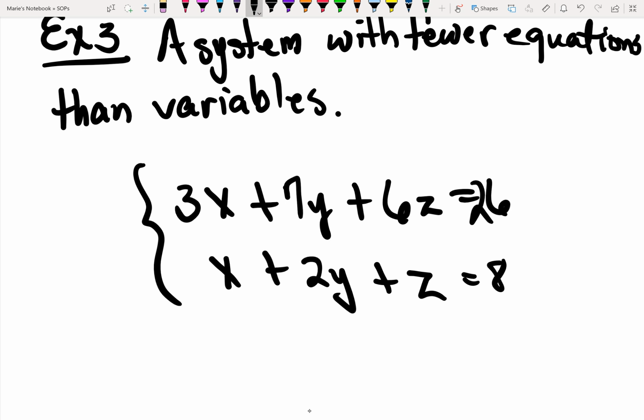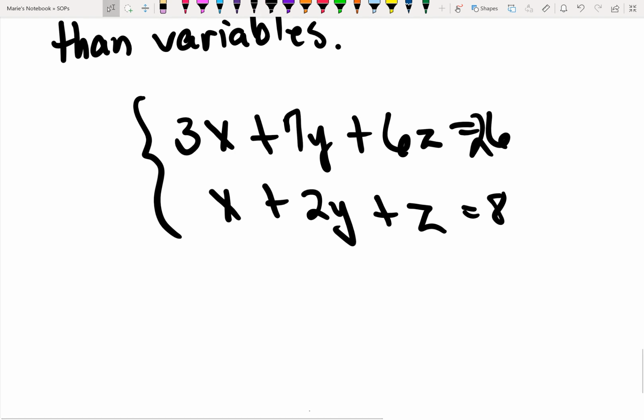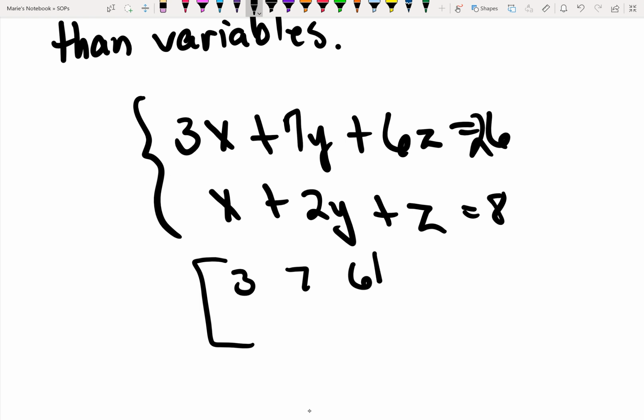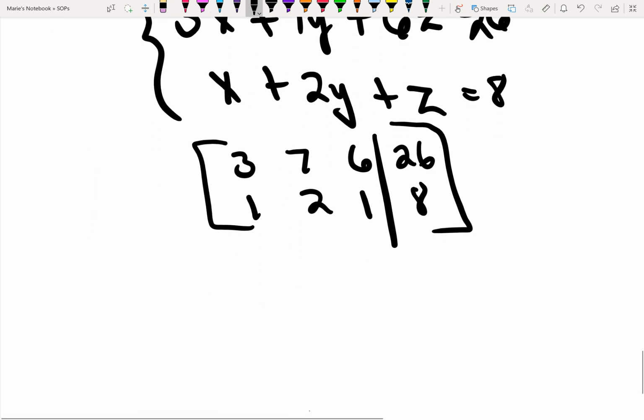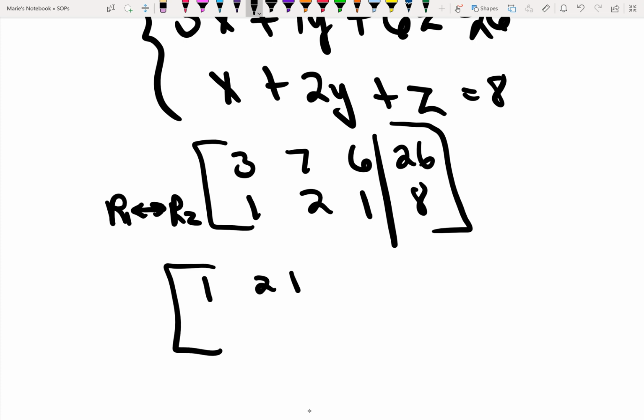Okay, and so in this one, we do the matrix just like normal. So we have 3, 7, 6 with the solution 26. We have 1, 2, 1, 8. So obviously the first step is going to be swap row 1 and row 2, right? So augmented matrix, we begin with row 1, swap with row 2. When you do that, you end up with 1, 2, 1, 8, 3, 7, 6, 26.